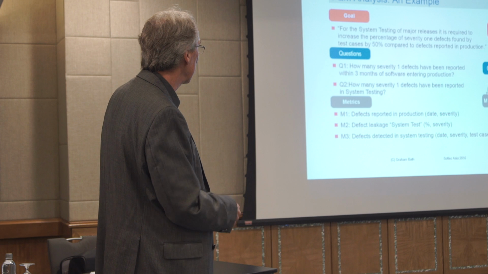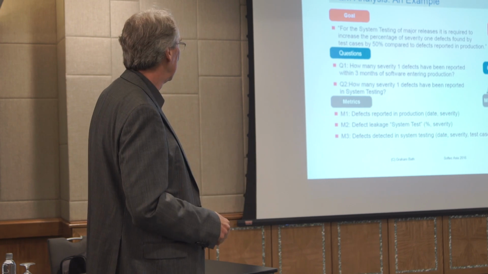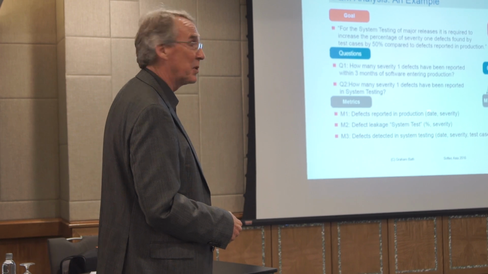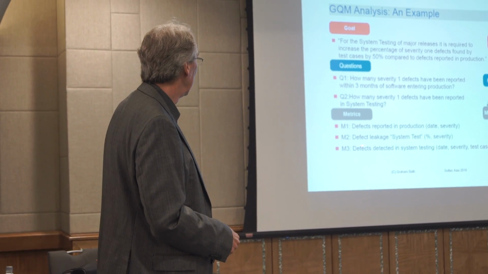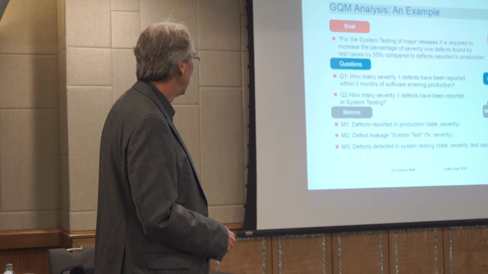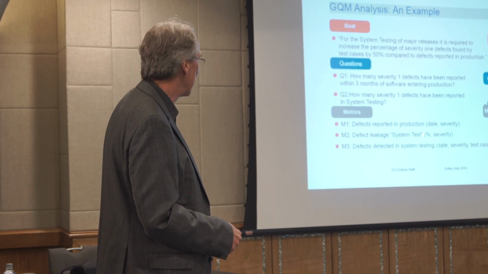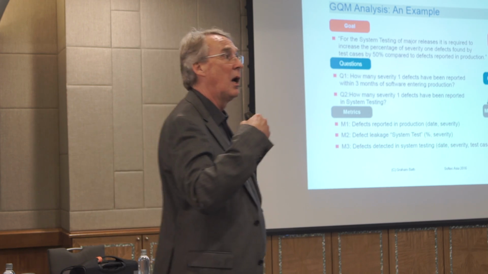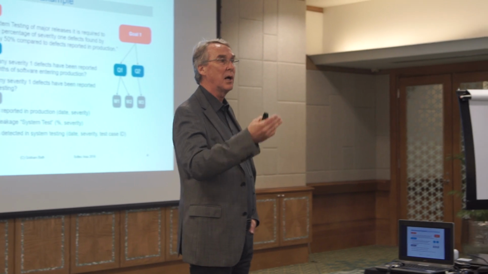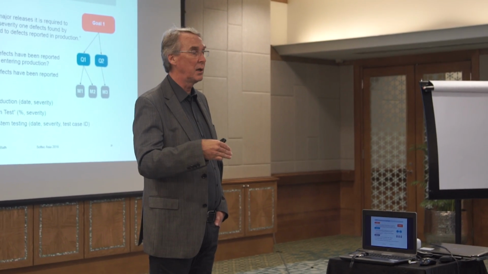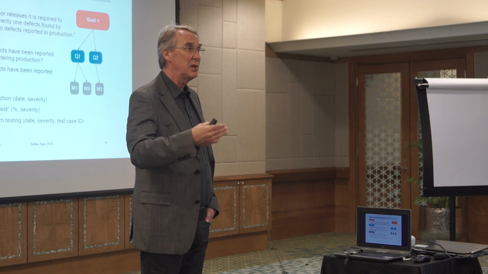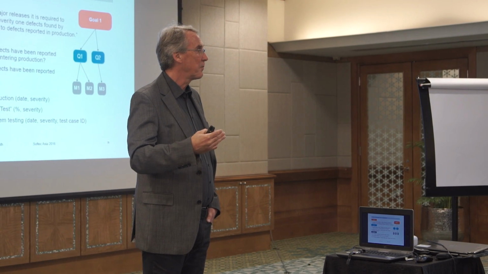And the metrics we need are defects reported in production, defects found in system test, and defects not found in system test. Okay, so there's different things that you're measuring so that you can answer questions yes or no, so that you can decide, have I achieved my goal or not?